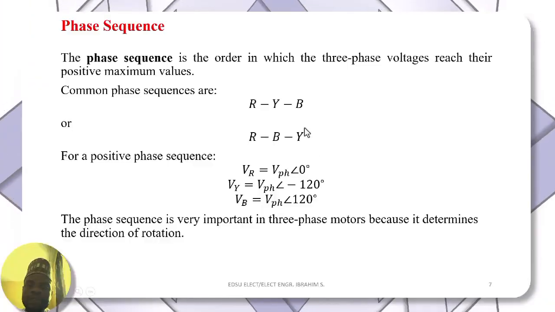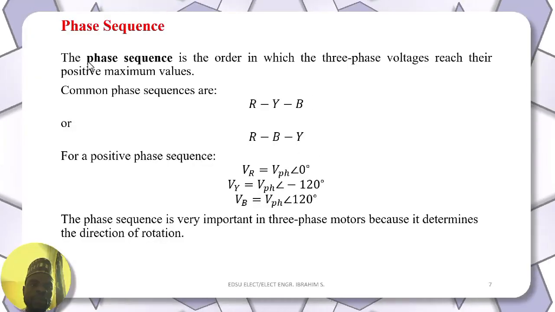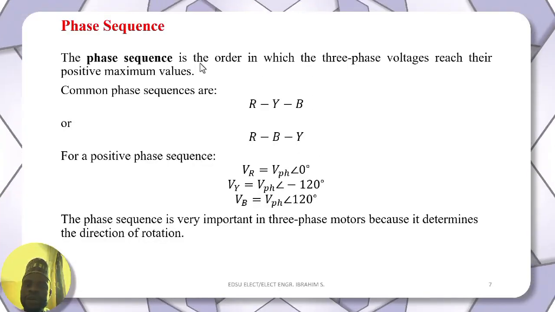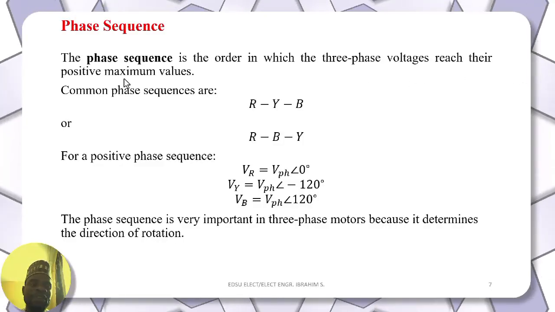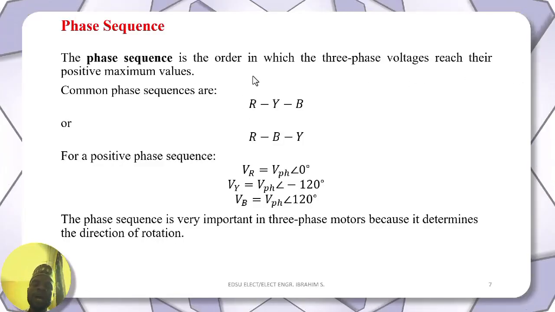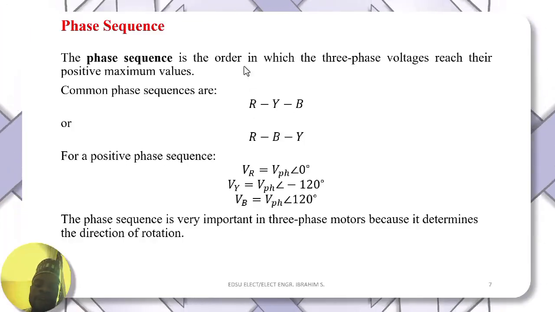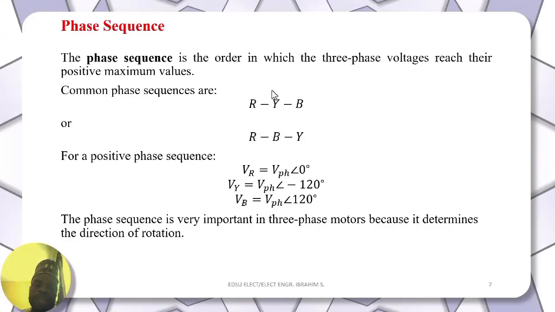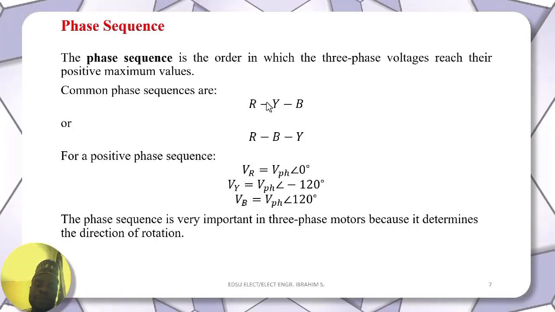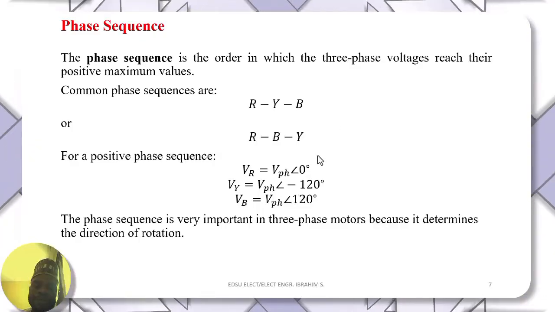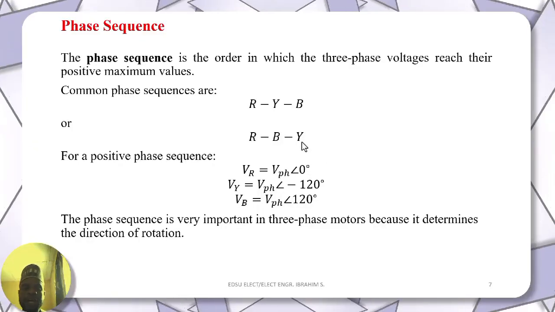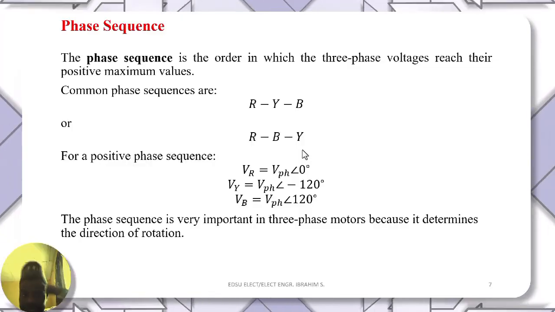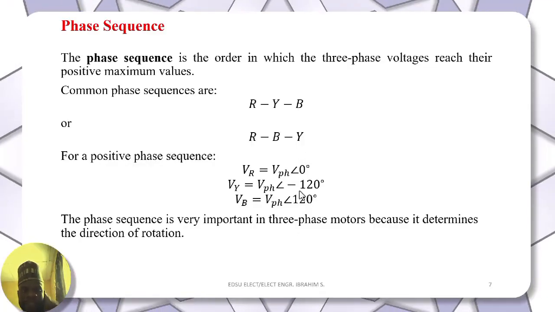Now, the phase sequence is RYB. That is the phase sequence. So the phase sequence is the order in which the three-phase voltages reach their positive maximum value. So our red will go to its maximum value first before yellow, and yellow will get to the maximum value before blue, or RYB. So for a positive phase sequence, we have them in this form.